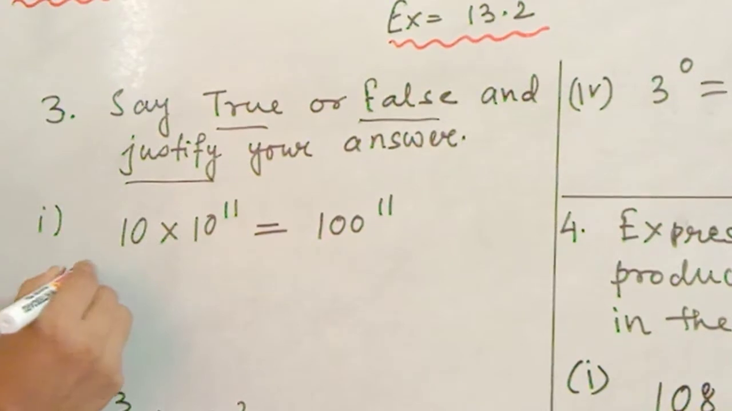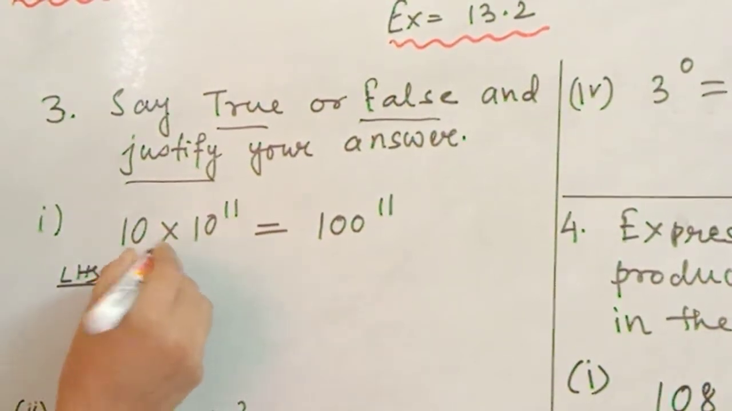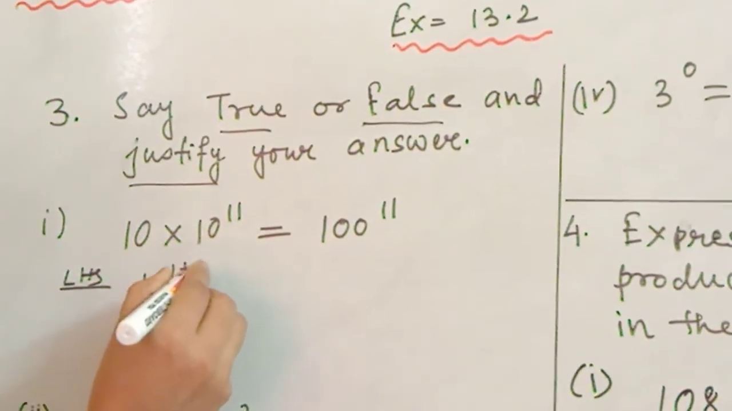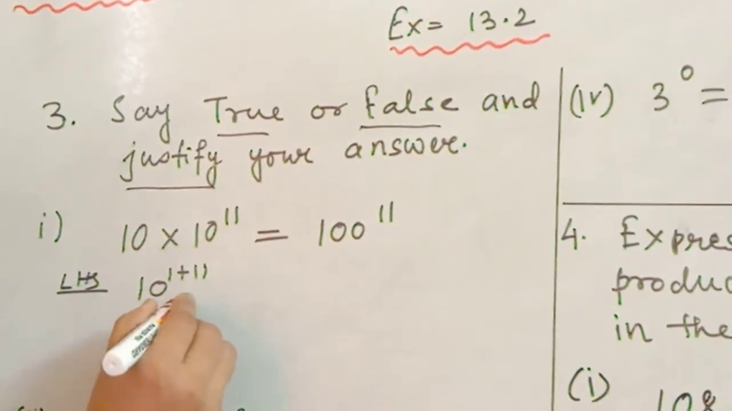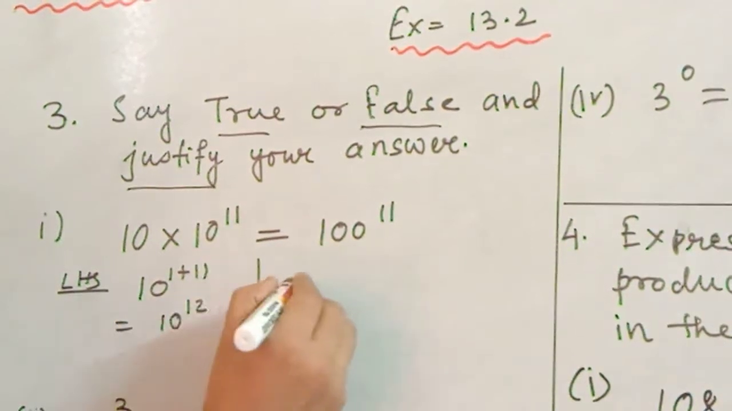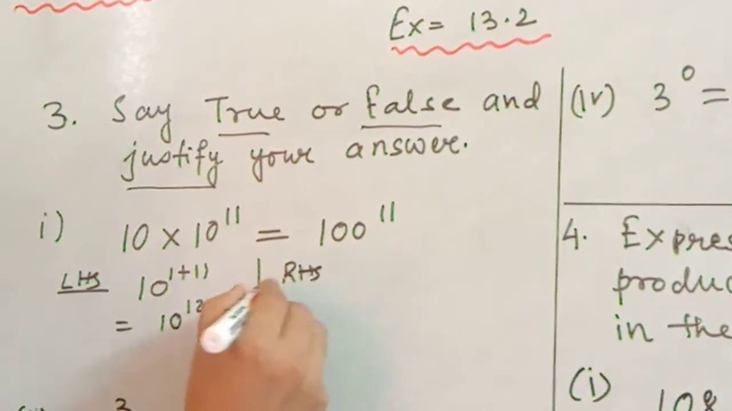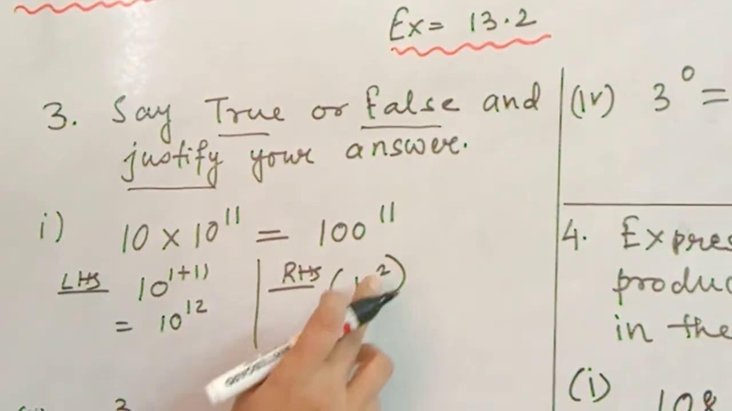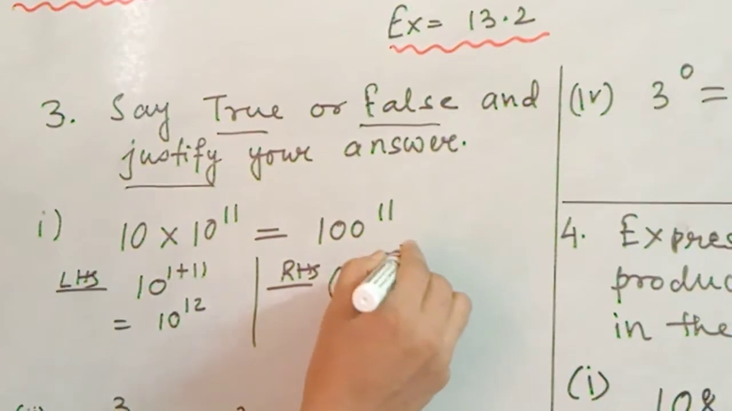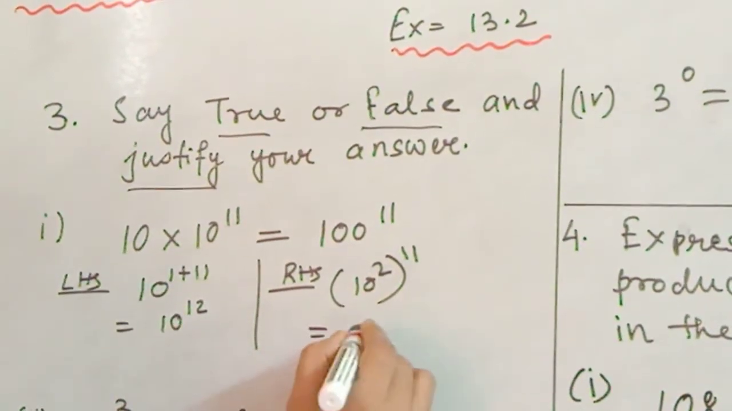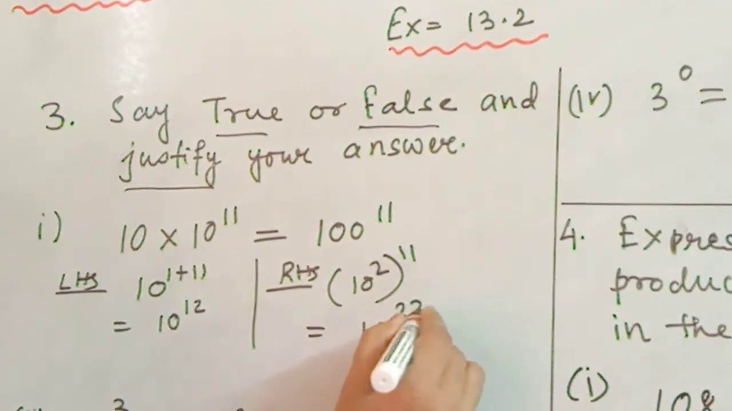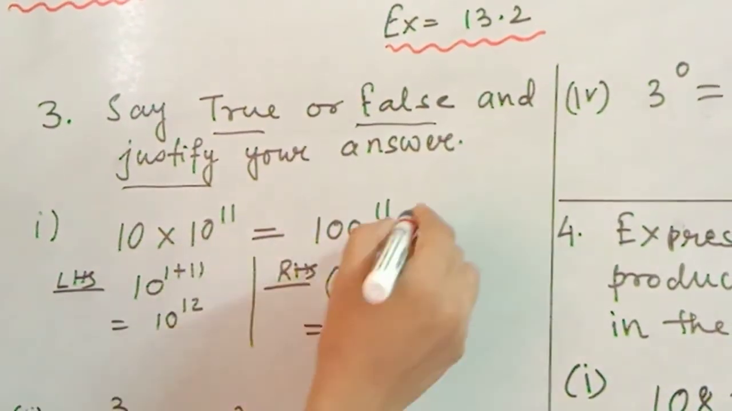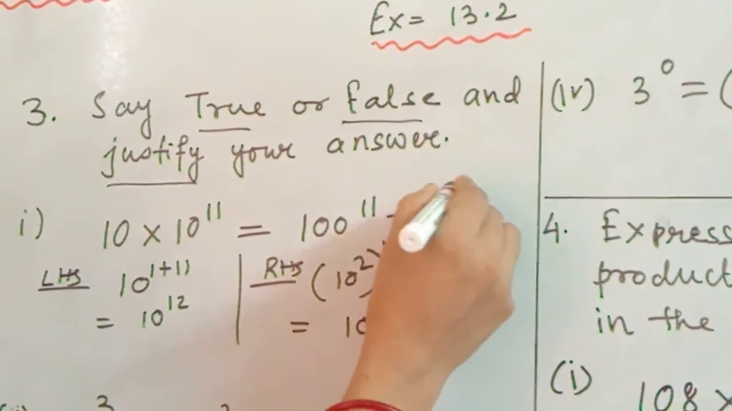Verify it. Left hand side, what is the value? 10 to the power 1 into 10 to the power 11. Bases are same, so 1 plus 11, it will be 10 to the power 12. And for the right hand side, you can write in this way. 100 is 10 square, 100 means 10 into 10, so 10 to the power 2 into 11. That is 10 to the power 2 into 11, 22. Are they same? No, they are not same. So this result is false.